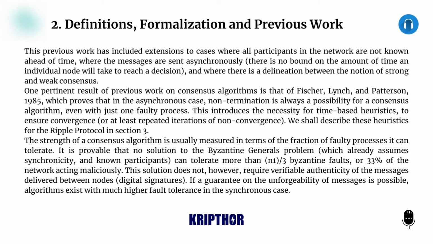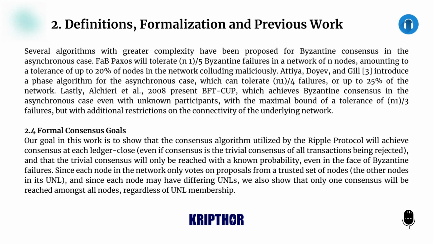If a guarantee on the unforgeability of messages is possible, algorithms exist with much higher fault tolerance in the synchronous case. Several algorithms with greater complexity have been proposed for Byzantine consensus in the asynchronous case. Fab Paxos will tolerate (N-1)/5 Byzantine failures in a network of N nodes, amounting to a tolerance of up to 20% of nodes in the network colluding maliciously. Attiya, Dolev, and Gil introduce a phase algorithm for the asynchronous case, which can tolerate (N-1)/4 failures, or up to 25% of the network.